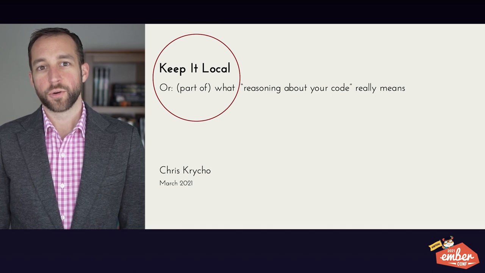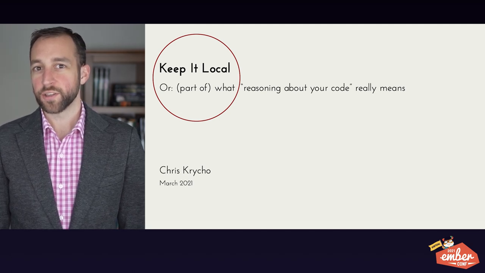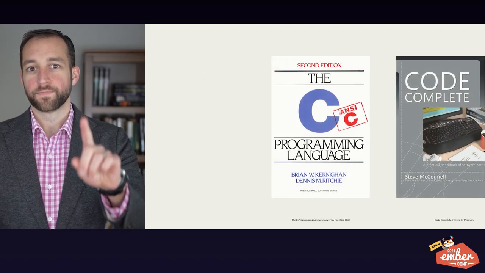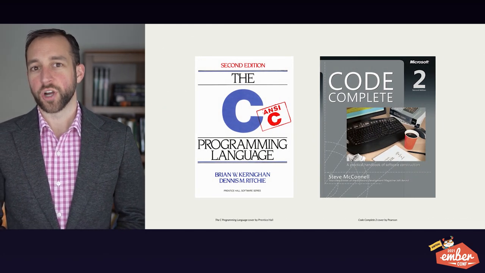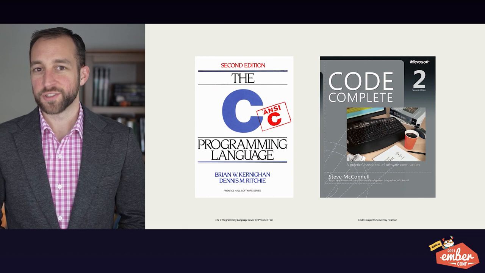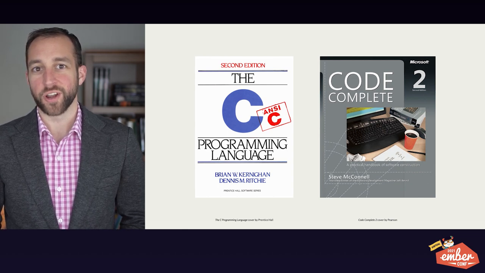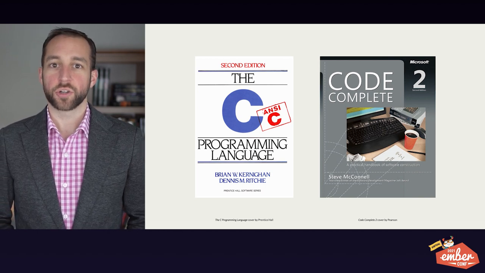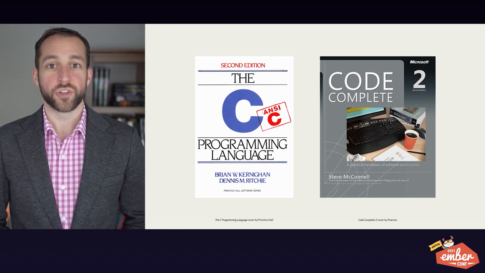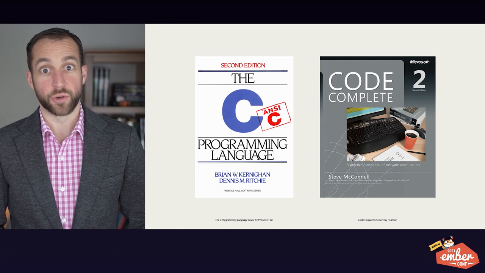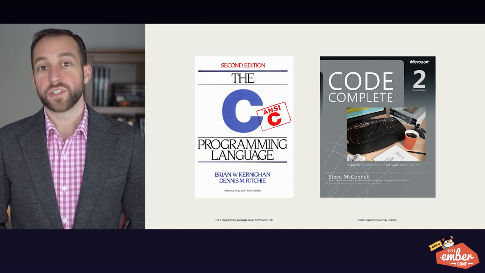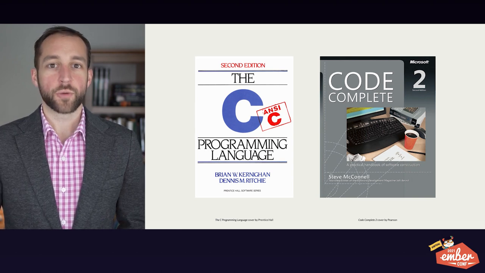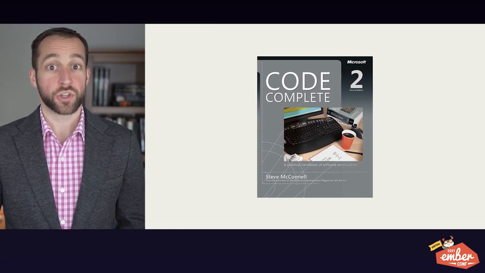Today, I'm going to start by telling you a story in three parts. One, when I started my first job out of college with a physics degree and some really terrible Fortran as my only experience, my new boss handed me two books. One was Kernighan and Ritchie's The C Programming Language, because I was going to be writing C, and the other was Steve McConnell's Code Complete 2. Both great books, but for today we're going to focus on Code Complete 2.